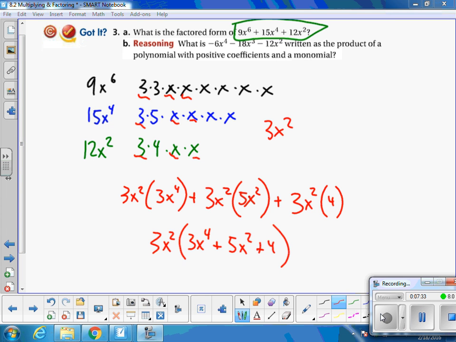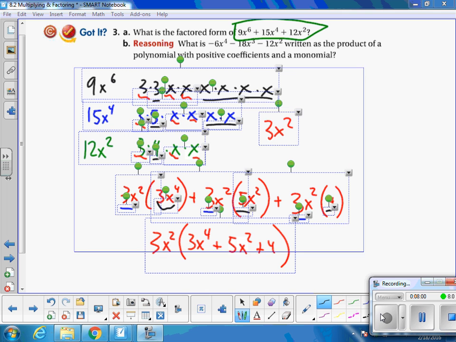All right, how'd you do on this one? If you notice some interesting things about this, I found my greatest common factor here, and then whatever's going on inside here is actually what's left. Here's another 5x to the 2nd, 5x to the 2nd, and 4, and that's 4. And it's whatever we don't end up using as our factors. Now, if you didn't get a chance to do 3B, I would like you to do that.